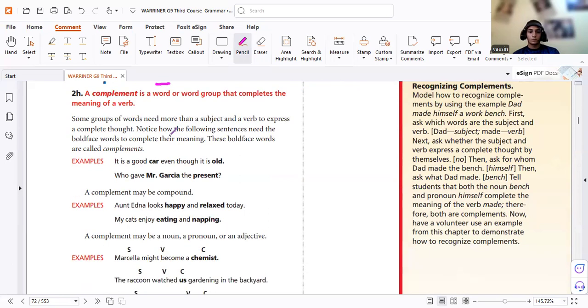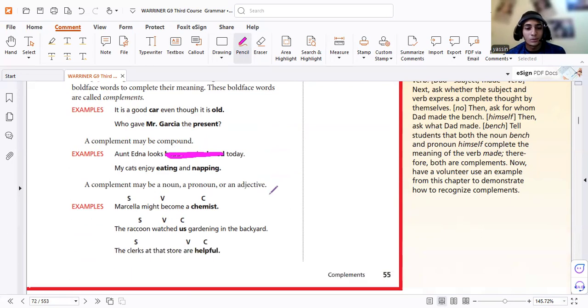Again, if I delete the words "happy" and "relaxed", is it a sentence? No. So complements are not optional. Again, I delete "chemist". We don't know what she might become. Say I delete "us". We don't know what they would be watched. But "the raccoon watched gardening" is a sentence already, but the meaning changed.